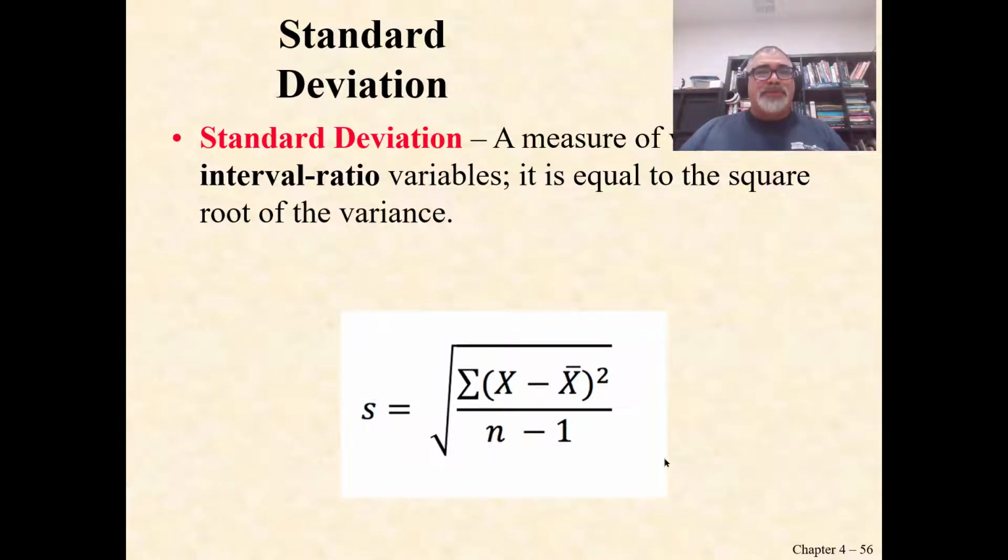So the standard deviation is a measure of variation only for interval ratio variables. If it's nominal or ordinal, you cannot do the standard deviation. And it's equal to the square root of the variance.